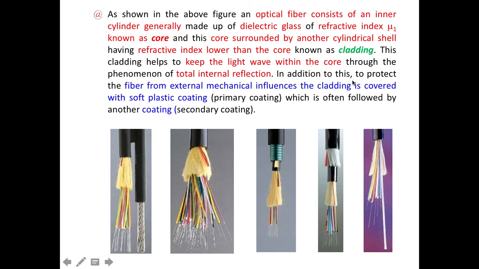In addition to this, to protect the fiber from external mechanical influences, the cladding is covered with a soft plastic coating, the primary coating, which is often followed by another coating, the secondary coating. In that way, the fiber optics are constructed. Here are shown the different fiber optic cables.